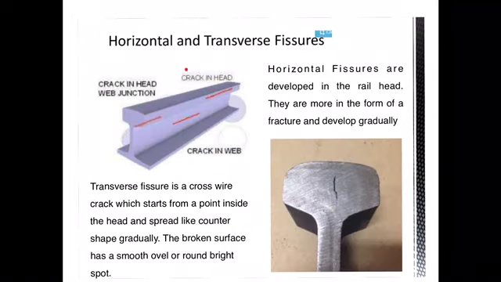The next defect is the horizontal fissure. These develop in the railhead and are more common in the form of fractures which develop gradually in the horizontal direction of the rail section. And the next defect is the transverse fissure. These are also crosswise cracks which start from a point inside the edge and split like a contour shape. On the broken surface it will look smooth, oval and rounded, and a bright spot will be visible on the fractured surface.